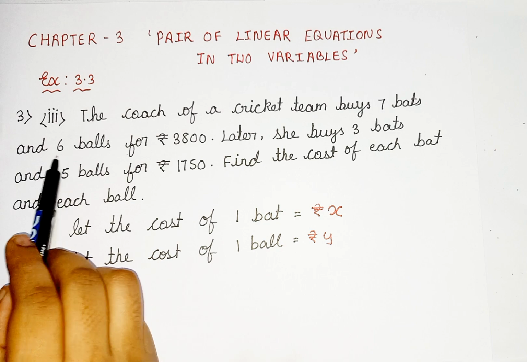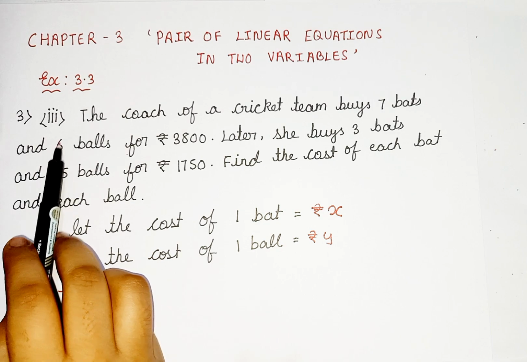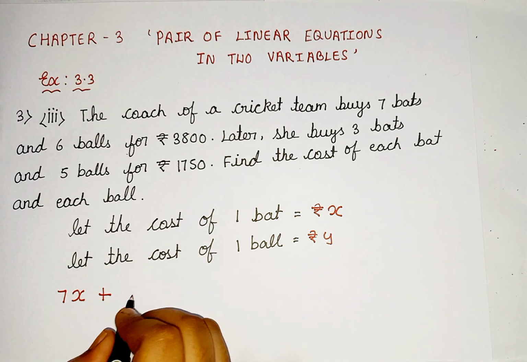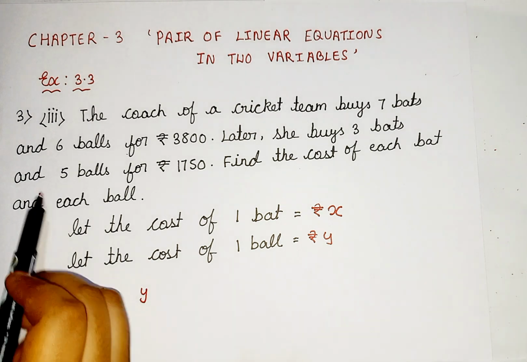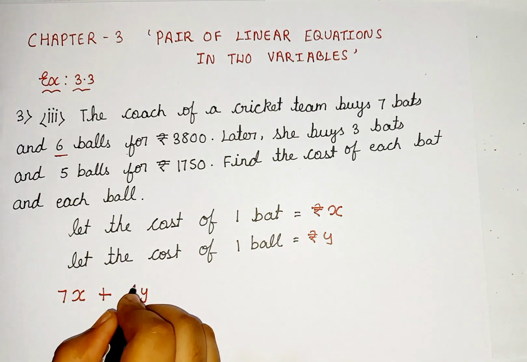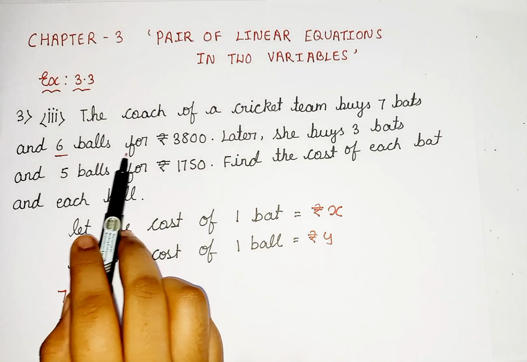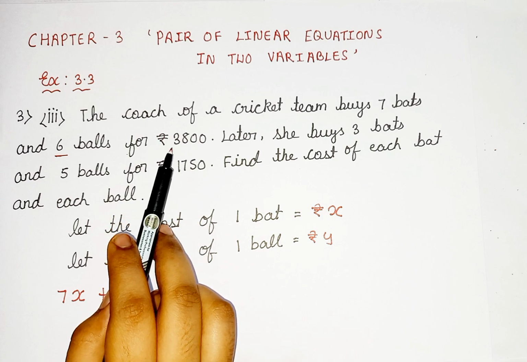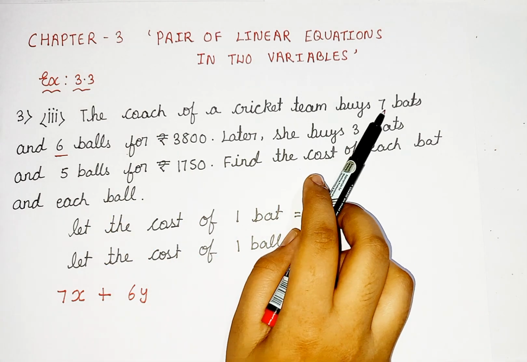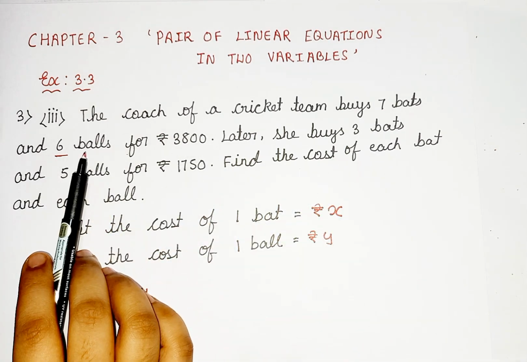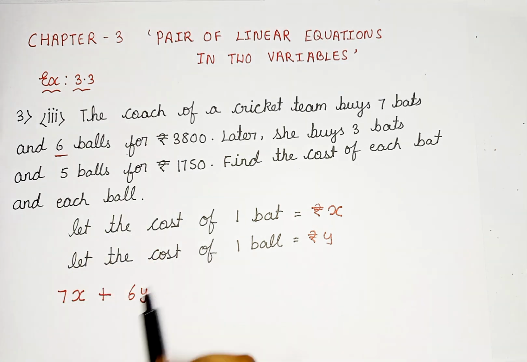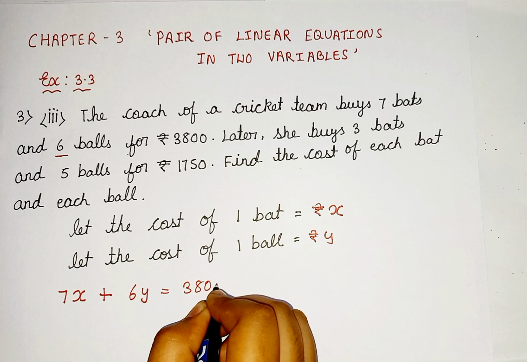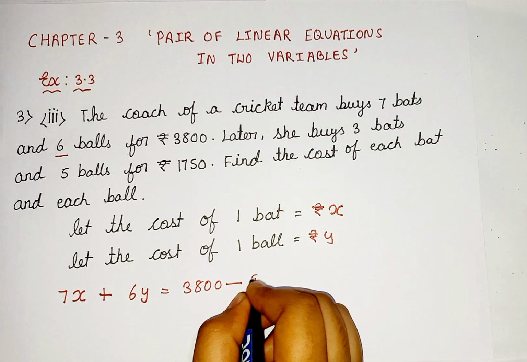Here they mentioned 6 balls. So they are buying 6 balls, and the cost of 1 ball we took as y. Since they mentioned 6 balls, let us write 6y, and that is for rupees 3,800. What is the meaning of rupees 3,800? Including the 7 bats and 6 balls the coach bought, that one total amount is rupees 3,800. So we can take it as equation number 1.